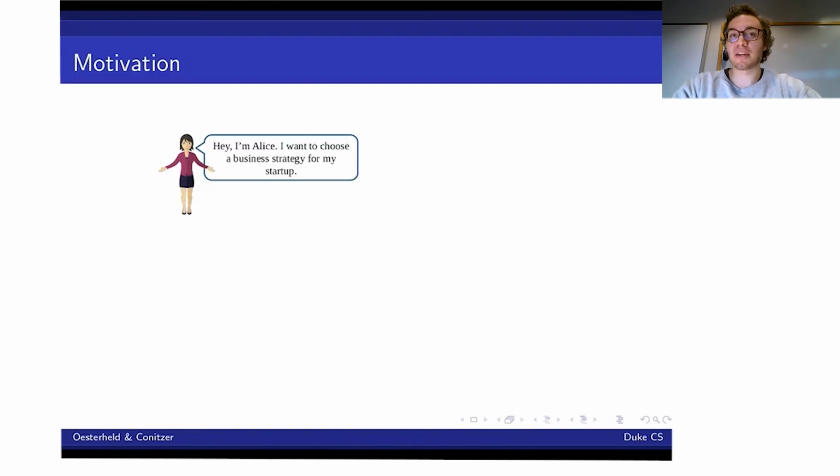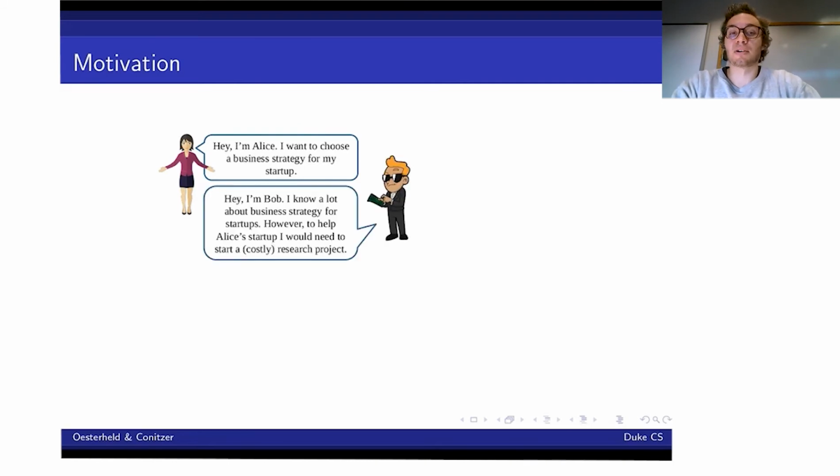I'll first give some motivation, some example of the kind of setup that we're considering in this paper. So we imagine that there's some agent whom we'll call the principal. In this case, her name is Alice, and Alice wants to make some decision. In this case, she wants to choose a business strategy for her startup.